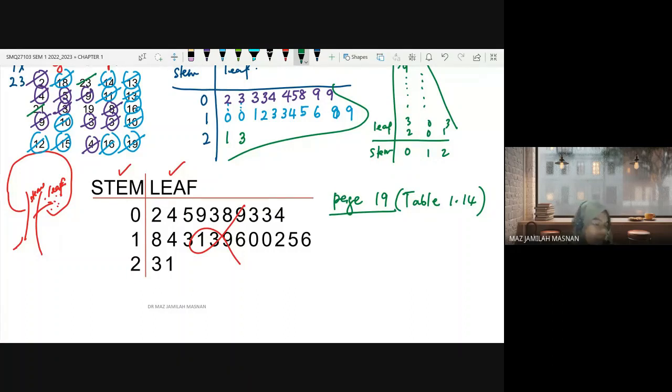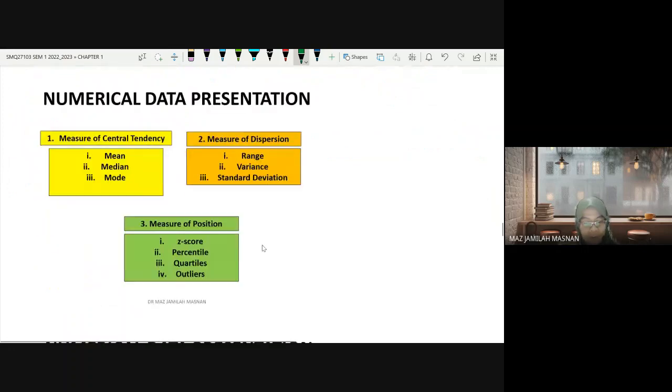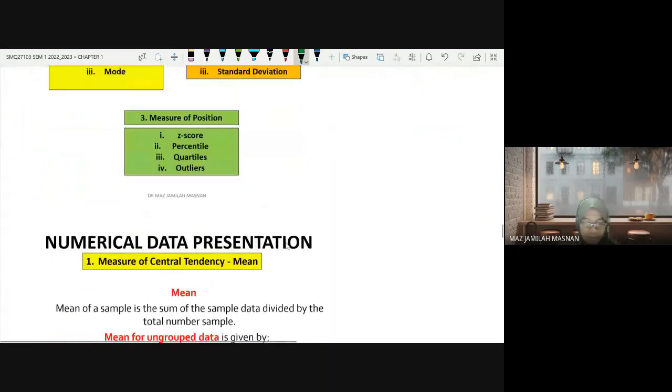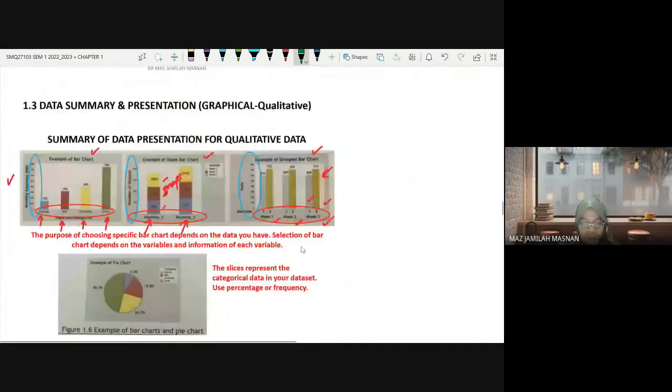So it might be asked in your question, I don't know. So please make sure that you understand. Okay, what is the purpose of doing histogram? What is the purpose of doing ogive? What is the purpose of doing box plot and so on and so forth. Okay. Any questions from our class? No, madam. Any question? No.